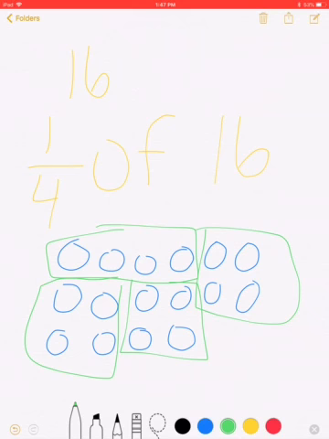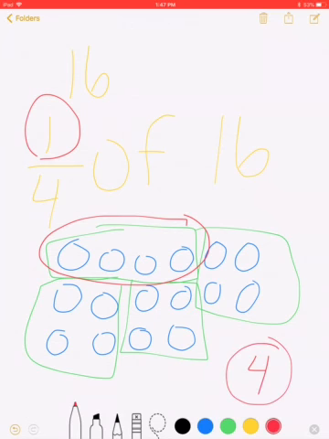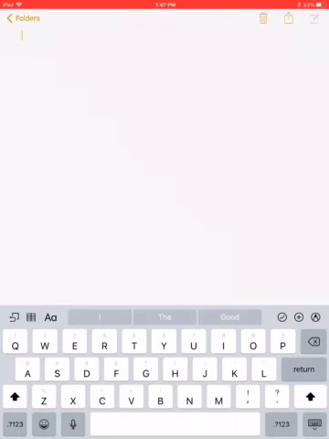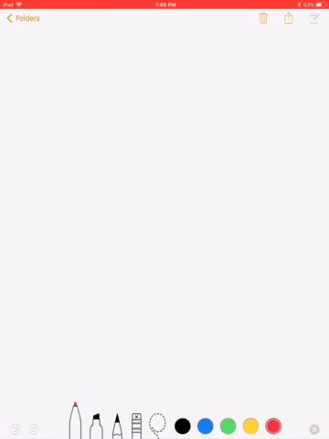So that can start you thinking. And in this problem, I care about 1 group. I care about 1 of these. So 1/4 of 16 is 4. I'm going to do one more example with you, and then I'm going to give you an example to try on your own. This one, let's say we're doing 3/5 of 20.